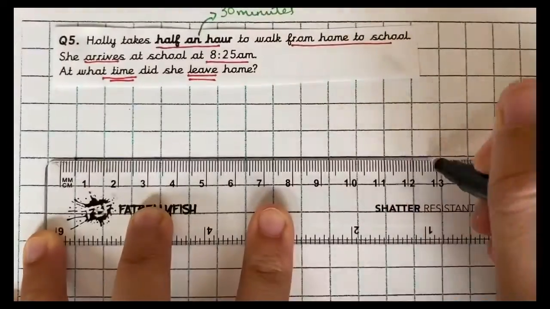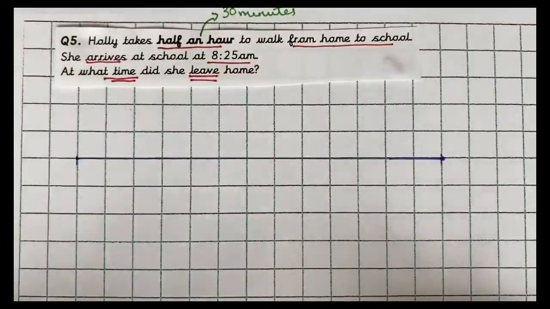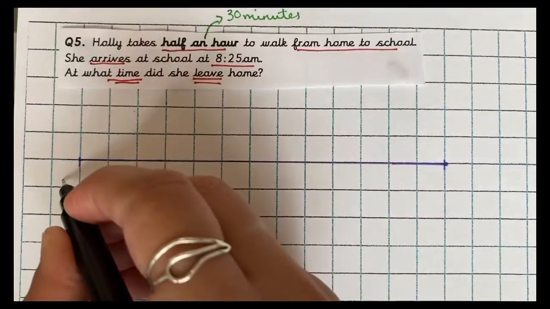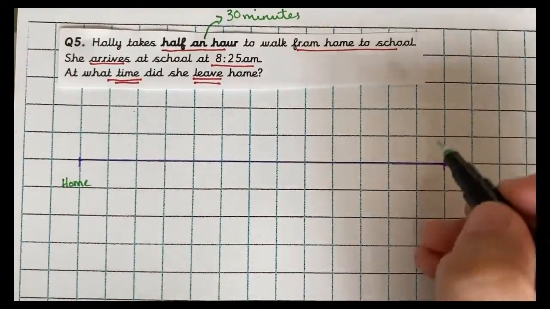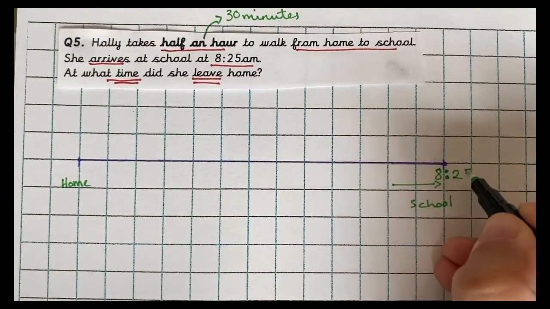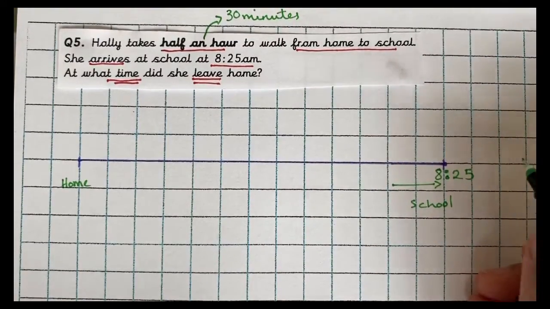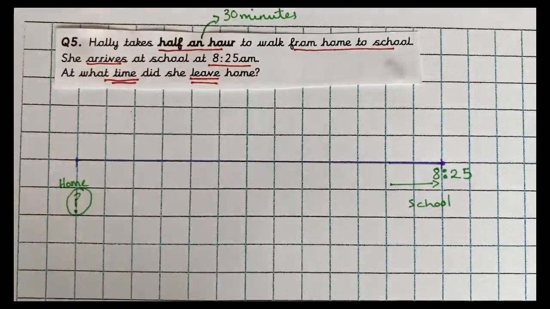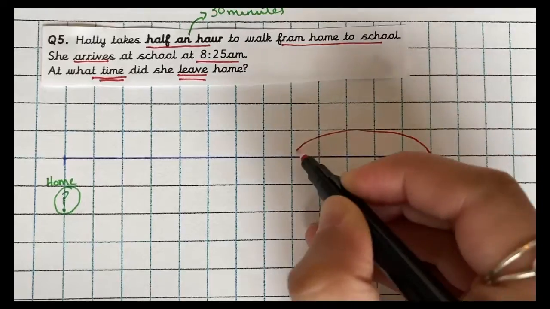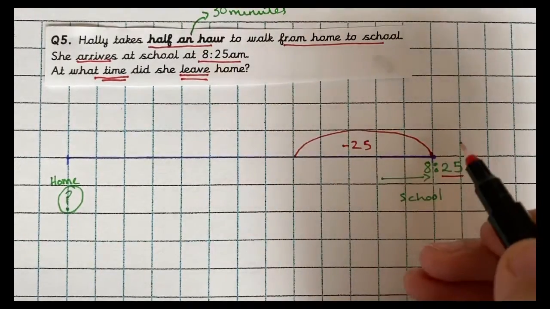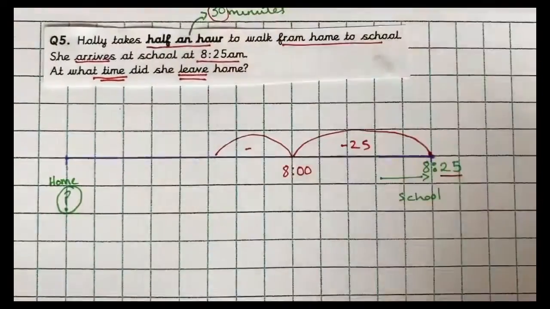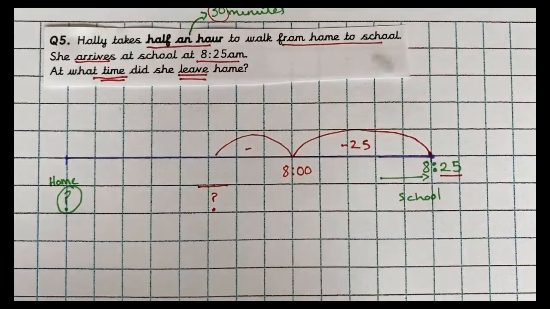Okay, and then I'm going to use my timeline to work it out. Now, she arrives at school at 8:25 a.m. So the school is going to be at the end of the timeline and home will be at the beginning. So the 8:25 a.m. will be at the end. And we need to find out what time she left home. So we are going to have to jump back. Okay. So I'm going to start with a minus 25 jump. Okay. Jumping to the o'clock, which is 8 o'clock. How many more minutes do we have left to jump from 8 o'clock? And what time will that give us?